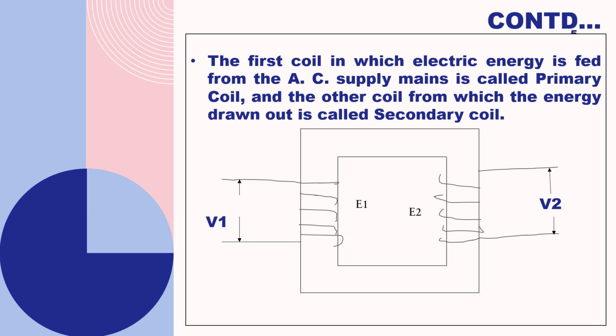The first coil in which electric energy is fed from the AC supply mains is called primary coil, and the other coil from which the energy is drawn out is called secondary coil.